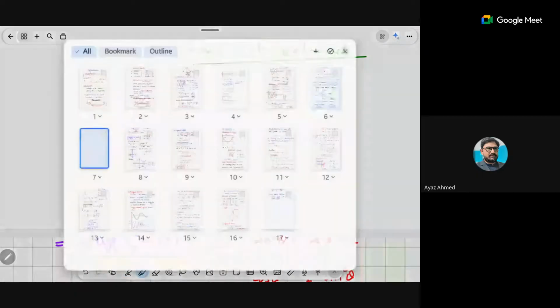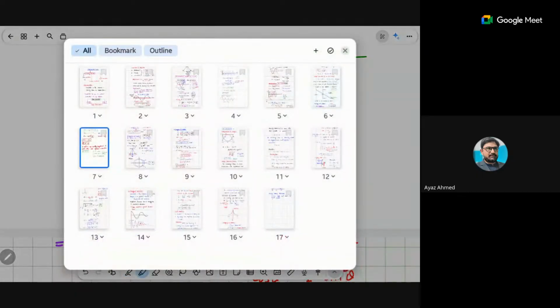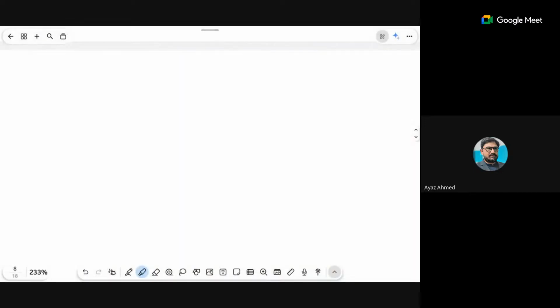What is the relation between velocity and displacement? It includes a small derivation, although that derivation is not included in your syllabus. But just for understanding, as I told you, v is equal to x naught omega cos omega t. This was the general equation of velocity.